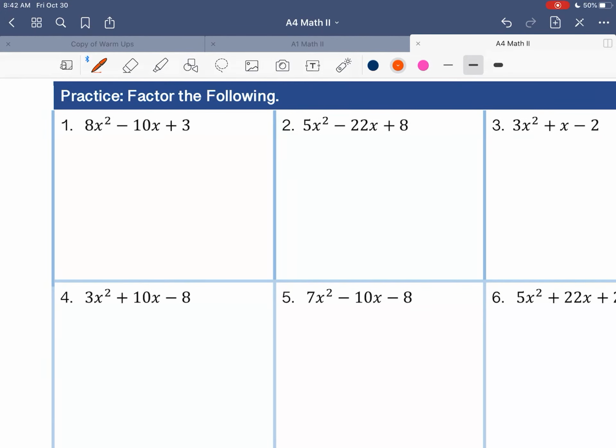Okay, so remember that the first thing is to figure out what a times c is. So our a and our c in this equation is 8 and 3. So a times c makes 24. And we're going to make some factor pairs for it. 24 has a lot, actually. It could be 3 and 8, it could be 12 and 2, it could be 4 and 6, it could be 24 and 1. 1, 2, 3, 4. I think that's it.